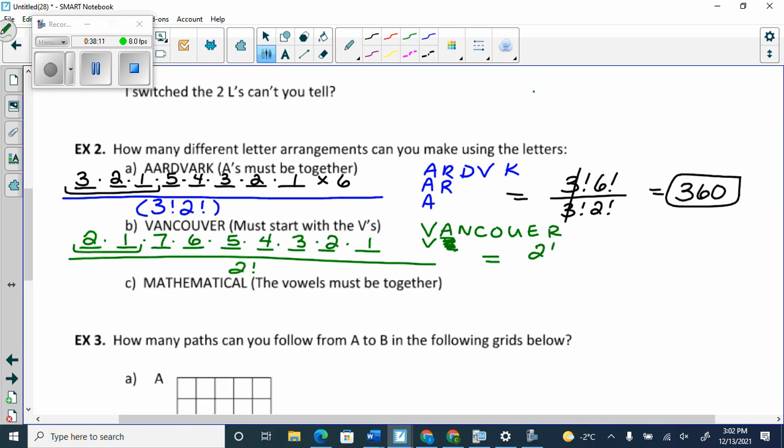So I get 2 factorial, 7 factorial over 2 factorial. These are all multiplied. The 2 factorials cancel. I'm left with 5,040.